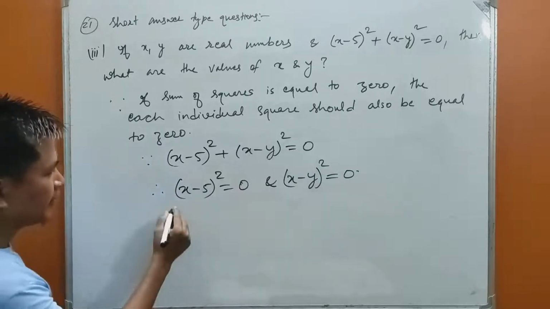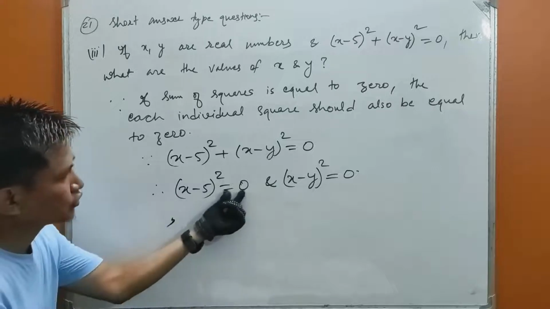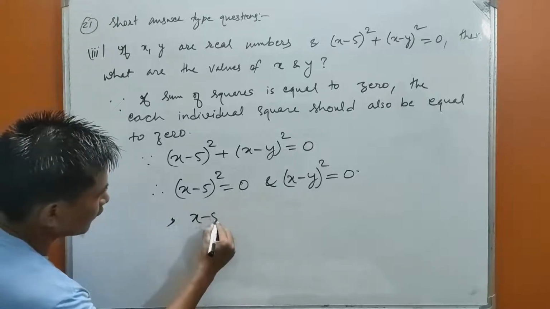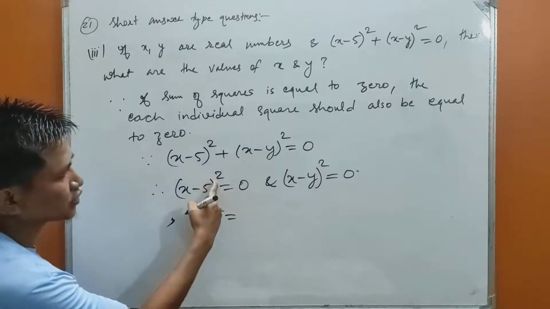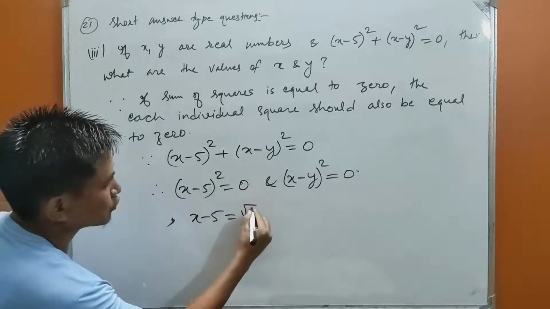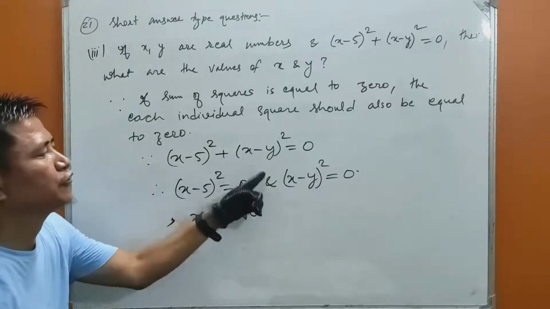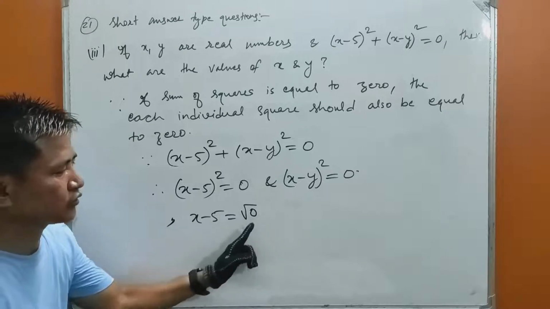Okay. Now, if this is equal to 0, x minus 5 equals, let me take this square to the right hand side, it becomes root 0, isn't it? Square, if you take to the right hand side, it becomes root 0.